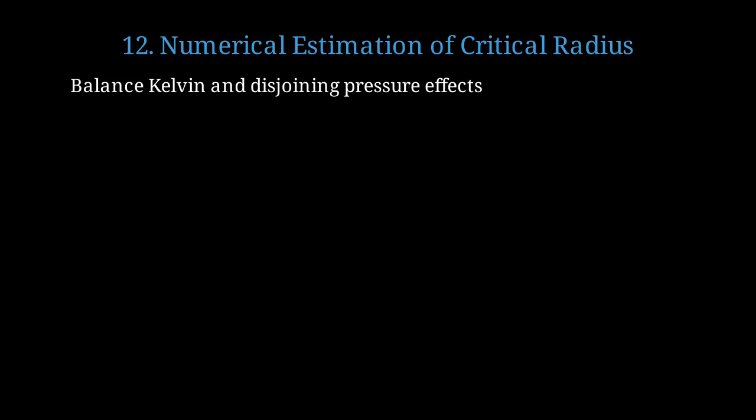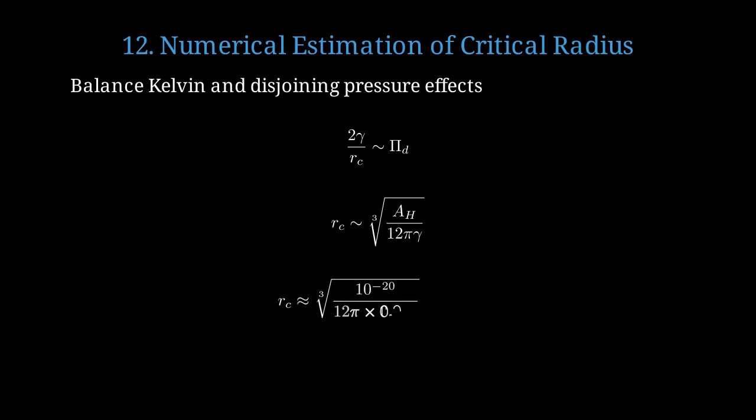Let's estimate the critical radius where evaporation stops. We balance the Kelvin effect that promotes evaporation against disjoining pressure that opposes it. At the critical radius RC, Laplace pressure approximately equals disjoining pressure. This gives critical radius proportional to the cube root of Hamaker constant over surface tension. Plugging in numbers, cube root of 10^-20 over 12π times 0.072, giving approximately 2 nanometers.